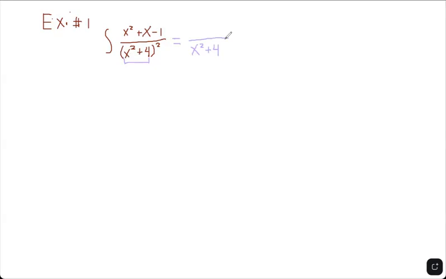Wait, let's change this real quick. So x squared. All right, so let's make this x cubed, x squared plus 3. Okay, sorry. So our new prompt is x squared plus x minus 1 over x squared plus 3 all squared.